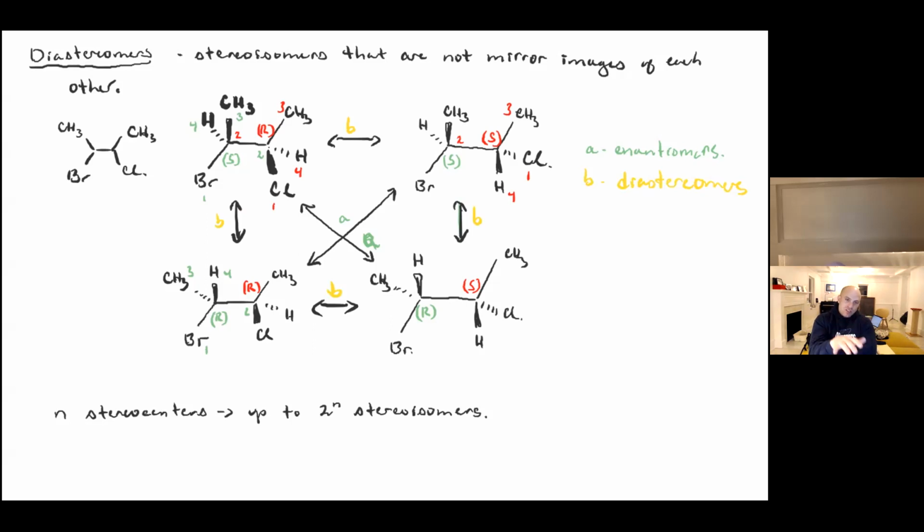Okay, so enantiomers have a very specific relationship. They're non-superimposable mirror images, and then diastereomers are everything else. Okay, the relationship between all other stereoisomers.